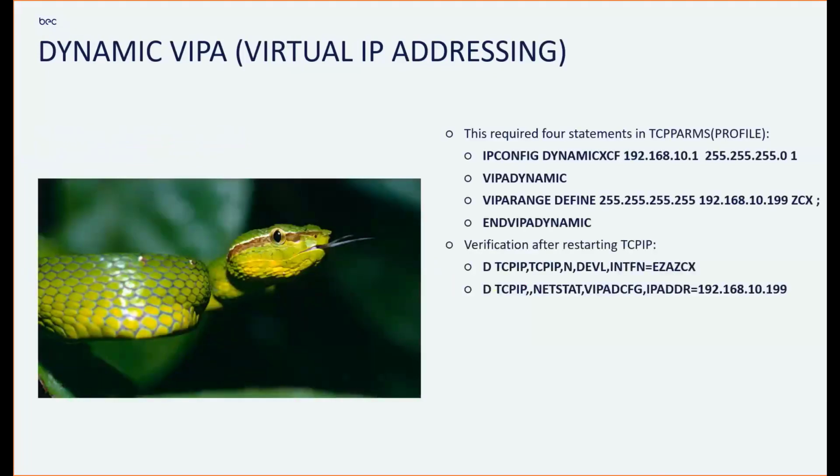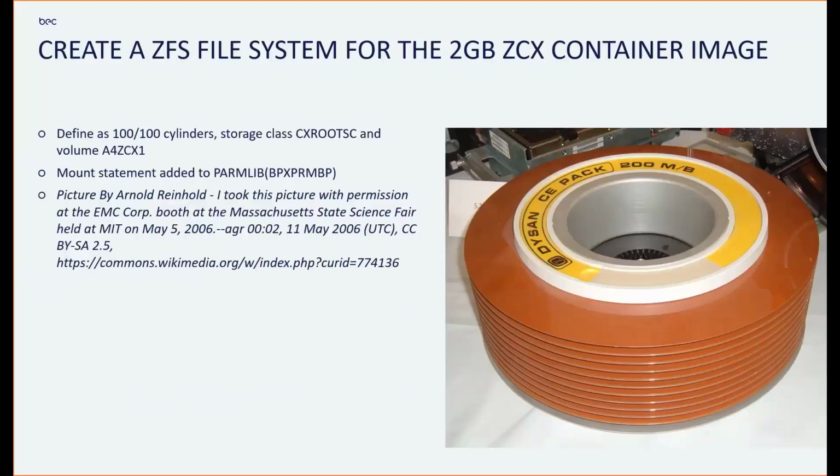On the network side, we just needed 4 new statements in the TCP/IP profile, defining a dynamic virtual IP addressing. So the dynamic VIPA, you define it, you activate it, and it works. Then you need to create a zFS file system, because the zCX container image is 2 GB. So we defined a linear VSAM dataset with 100 cylinders as primary and secondary extents, and put it on its own volume. Added the mount statements to PARMLIB.